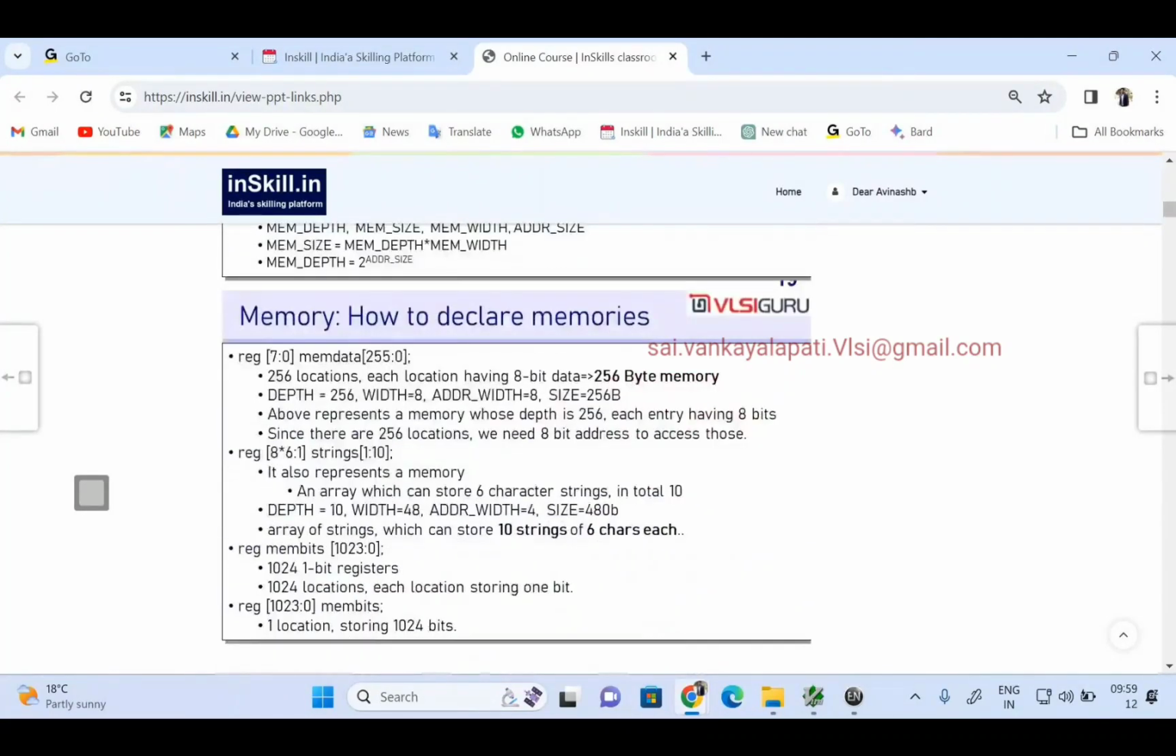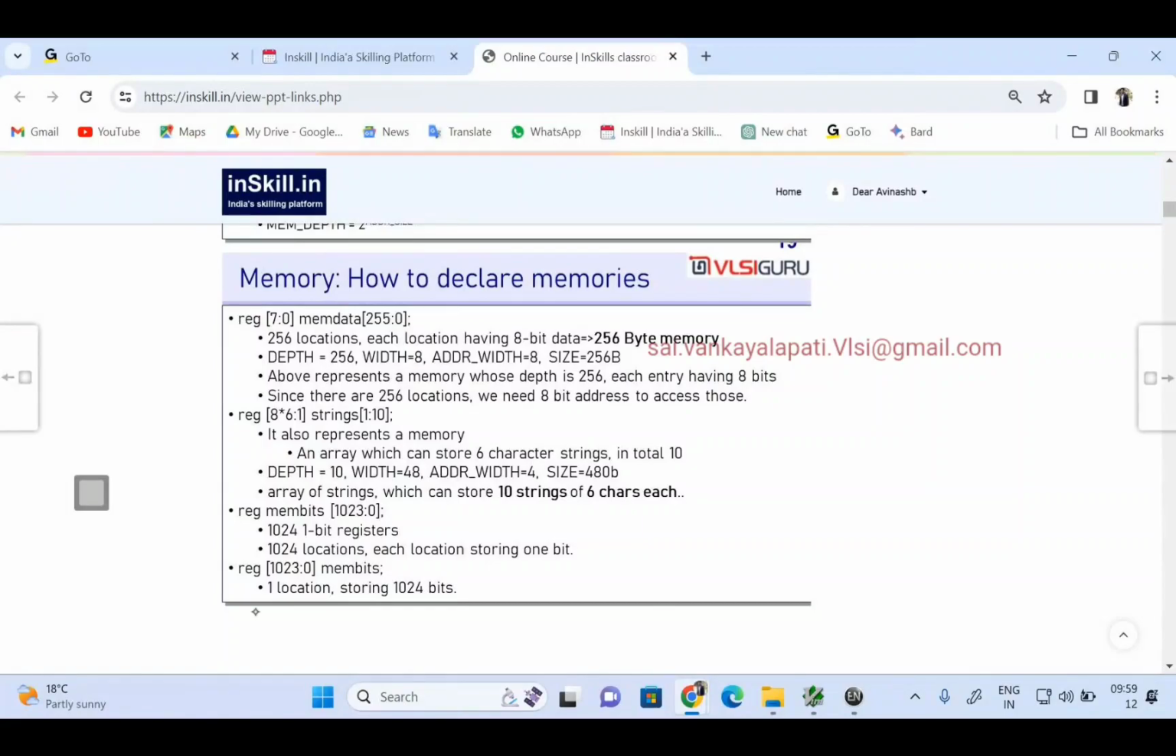So how do you declare the memories? This one. What is this? It is reg range 7 down to 0, memory data 255 down to 0. Can you write what is the depth of this? And what is the memory address width we need to represent this?